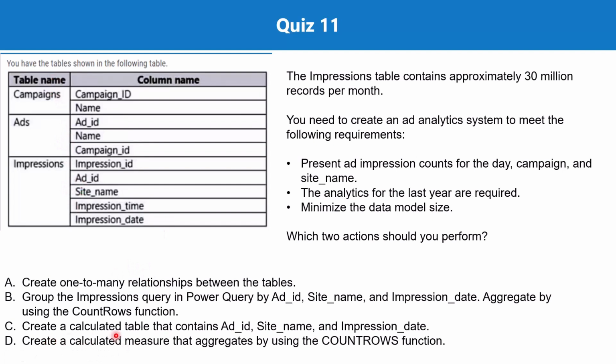We do not need to create a calculated table because there is no requirement to create a calculated table. We can just compress this table and by using the group by we can do that. And similarly, we do not need to create a calculated measure because this part can be done inside of the Power Query editor, and we can simply reduce the size of the data model inside the Power Query. So once these three tables are loaded as a data model, we have less number of rows for the impressions table. So this is the answer explanation for question number 11.